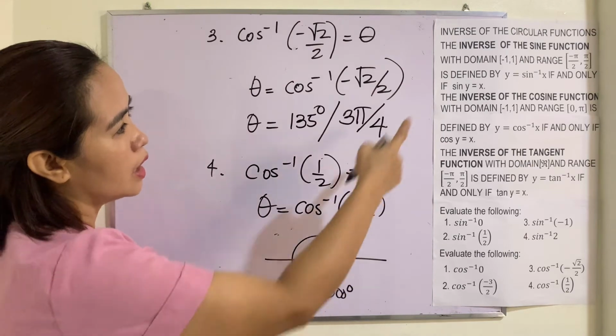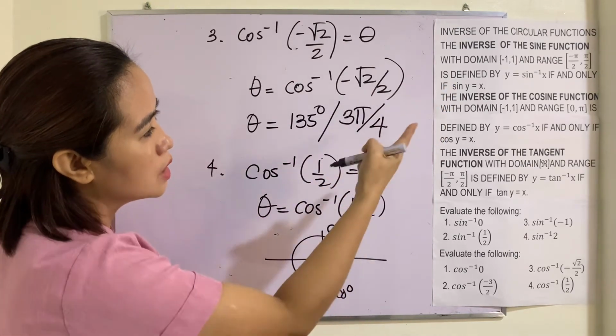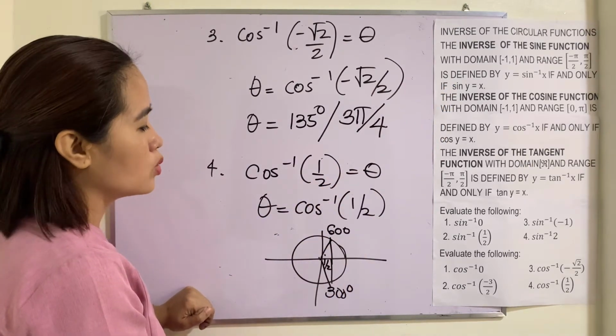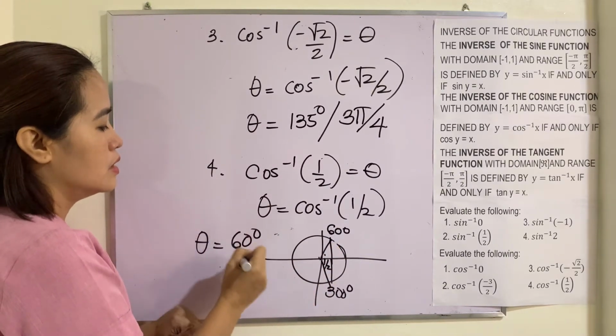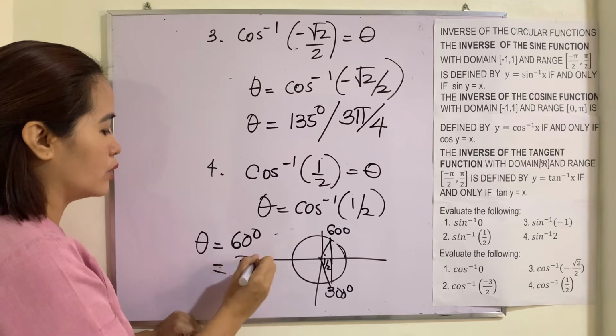Of course, again, we need to consider the range, which is from 0 to pi. Therefore, theta is only 60 degrees, or that is equivalent to pi over 3.